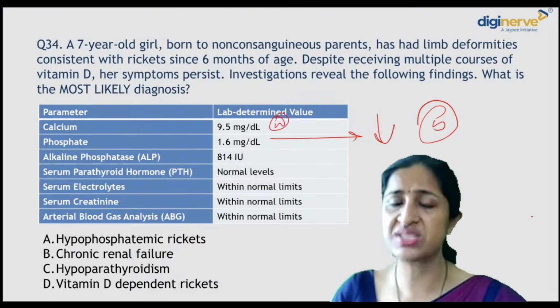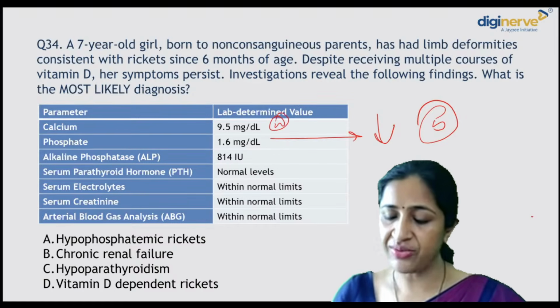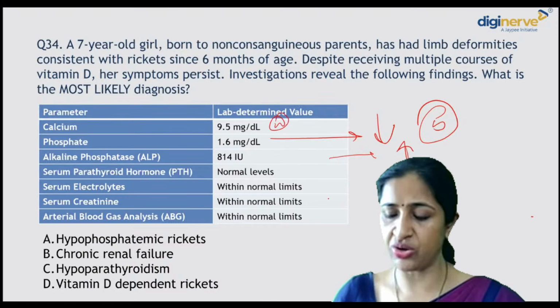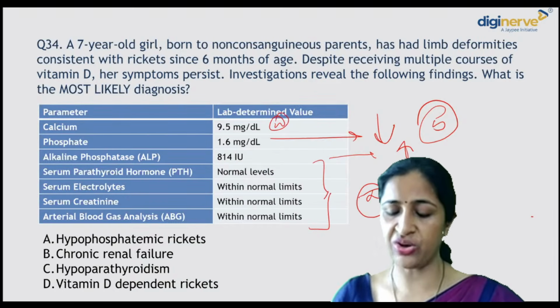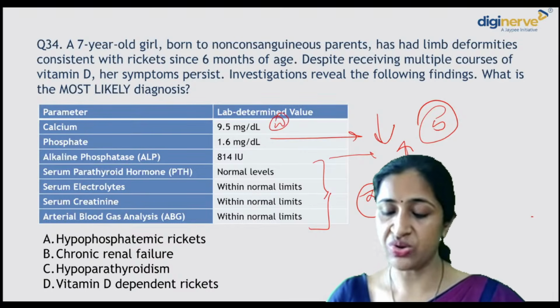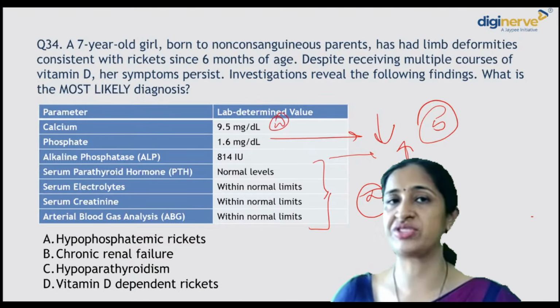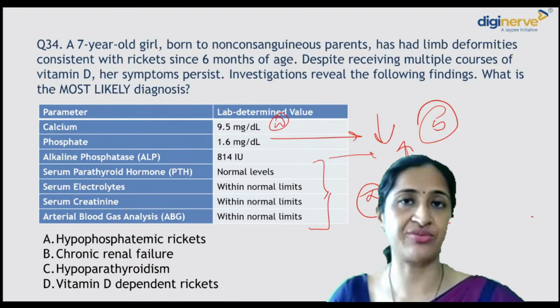Phosphorus around this value, less than 5 is good, but it should be more than 2. Alkaline phosphatase is elevated. Rest all seem to be normal. Okay, parathyroid, electrolytes, creatinine, ABG, all normal. So here we have normal calcium, hypophosphatemia with elevated alkaline phosphatase.